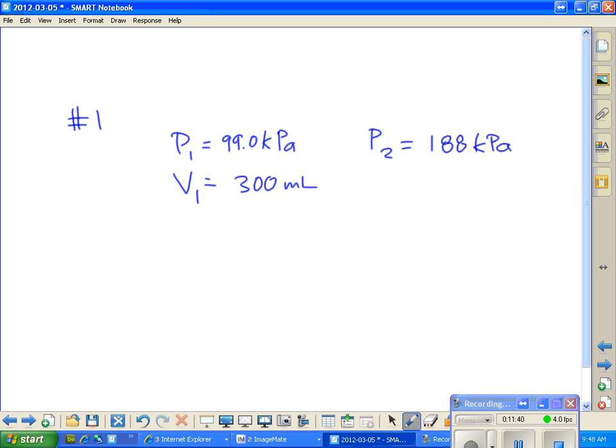What is the new volume? Well, new volume is volume 2, and that is your unknown. Plug those numbers into Boyle's Law, and it works. That's all there is to it. It's really simple.